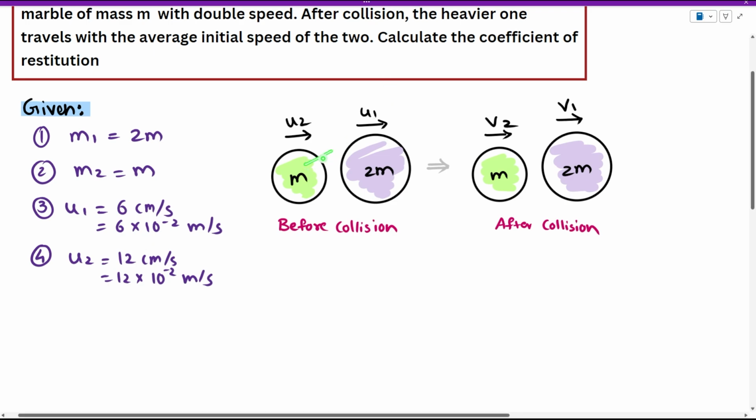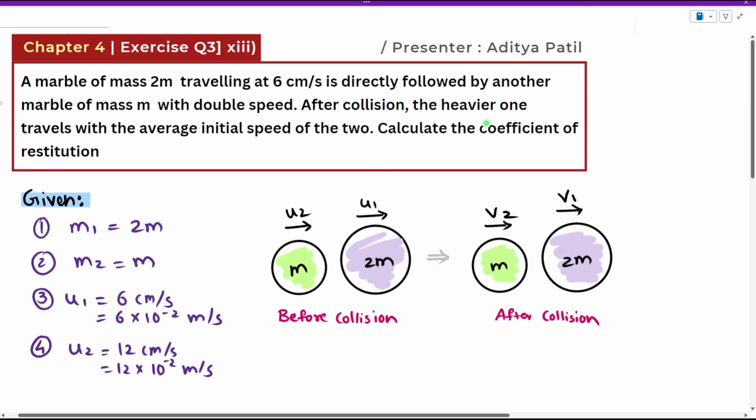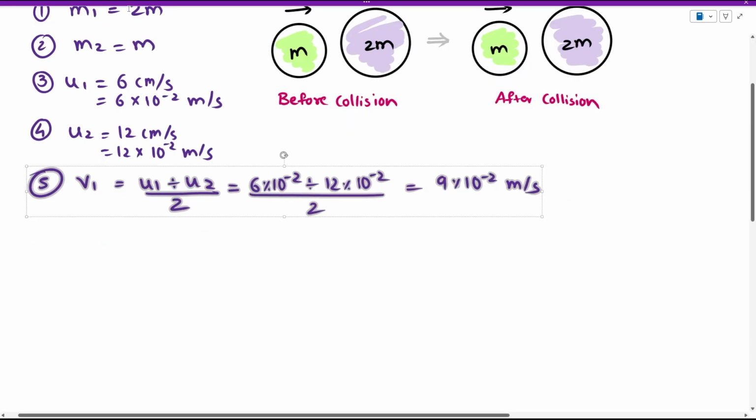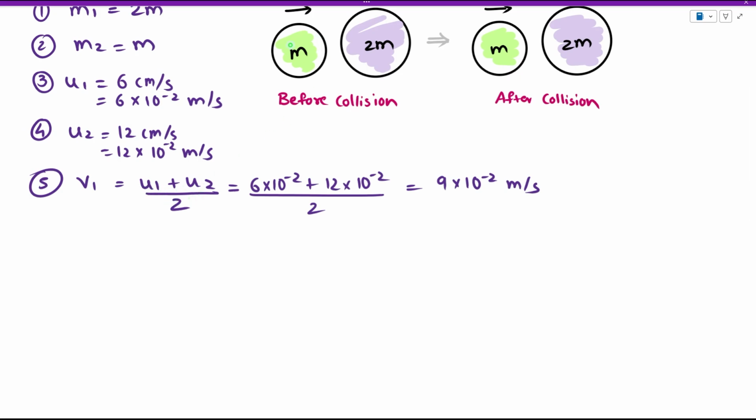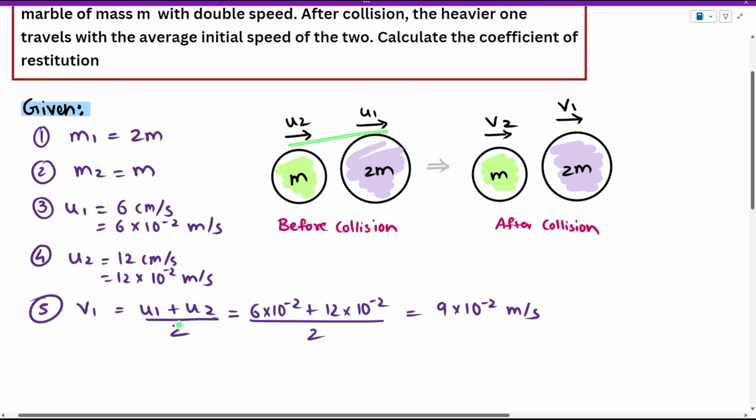And then u2 is the speed of the smaller marble, which is double that of the larger marble. So double of 6 is 12, so 12 centimeters per second. So 12 into 10 raised to minus 2 meters per second. Now, in terms of the final velocities, we have only information about one, that is the velocity of the larger mass. And in the question, the condition is given that after collision, the heavier one travels with the average of the initial speeds. So basically, the speed of the larger mass after collision is the average of the speeds of both the masses before the collision. So v1 equals u1 plus u2 divided by 2.